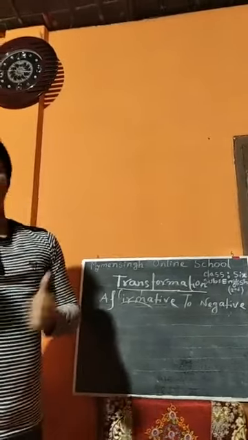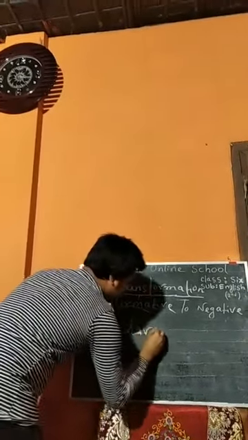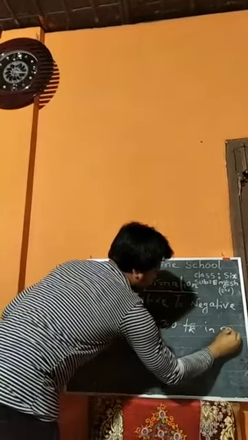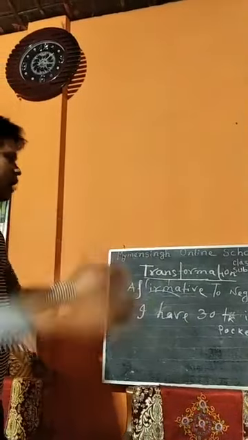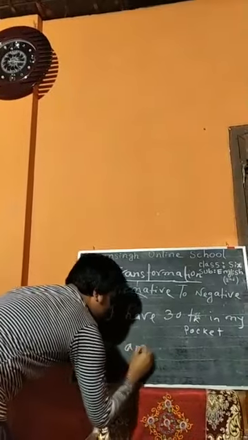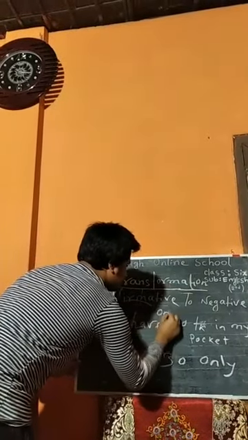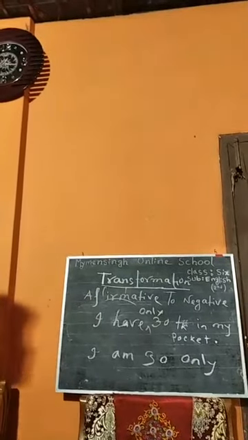Suppose you have 30 taka in your pocket. There it is, a sentence. Here I want to write another sentence, that is, I am 30 only. Only 30 taka. Here I wrote two sentences, that is, I have only 30 taka in my pocket. It is an affirmative sentence. I am 30 only, that means my age is 30. Here we find two sentences.